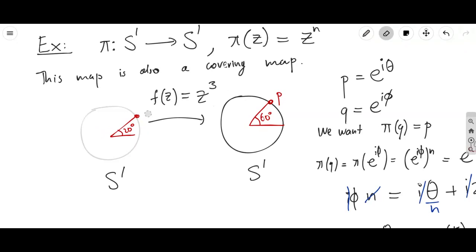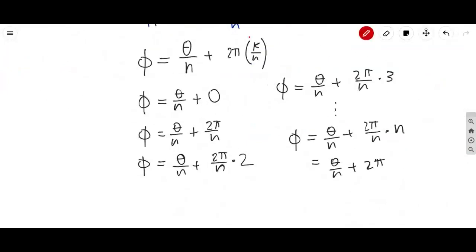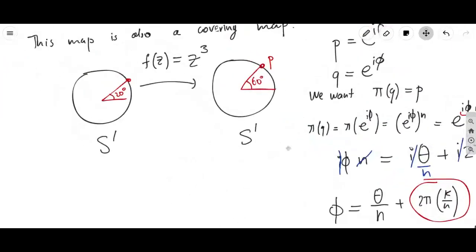But that's not the only point that goes to p. There's other points that get mapped to p. To get the other points that map to p, you have to do 360 degrees divided by 3 in this case. So that would be 120. Then you keep on adding 120. So you would have 140 somewhere over here. And then you add 120 again. So that would be like 260, I guess like over here, 260. And if you add 120 again, then you return back to where you are. So that's basically the way that it works.